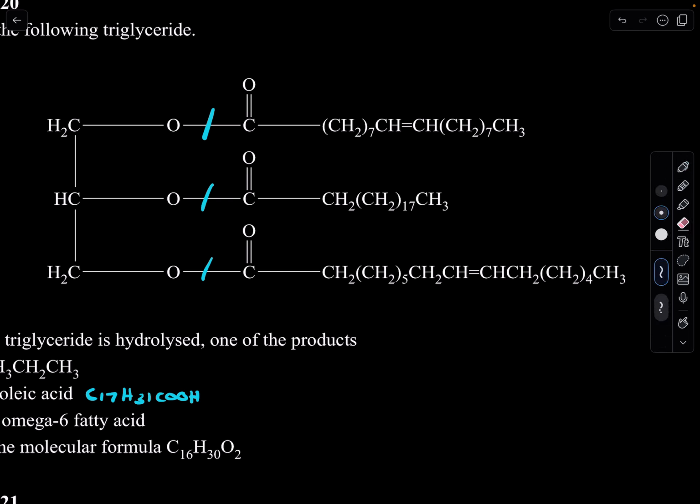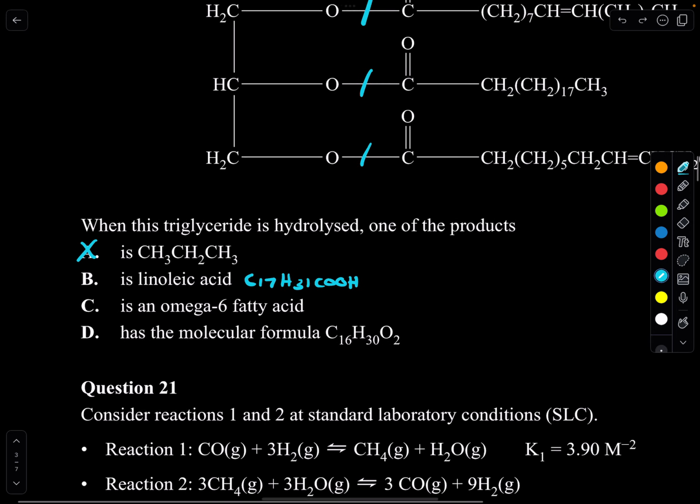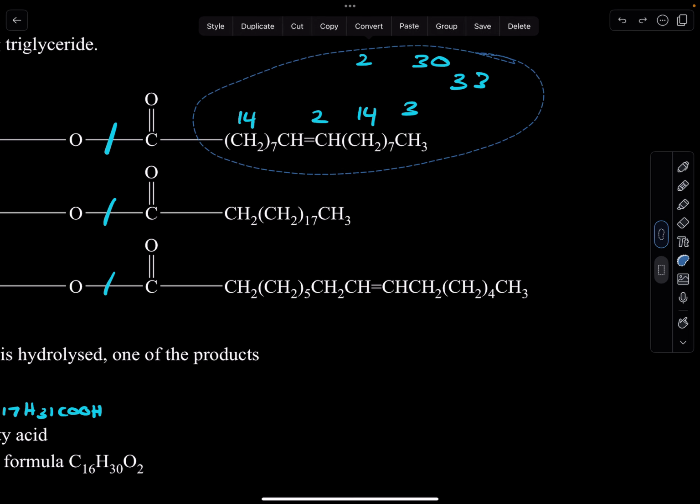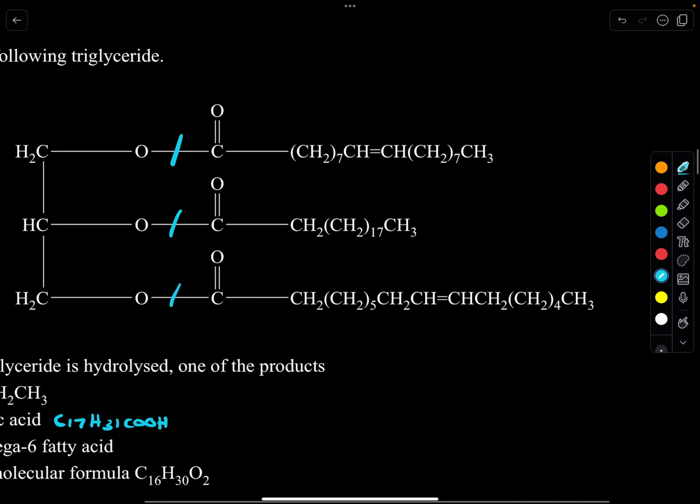Let's check. We have 14 in this part, 2 in here, again 14, and we have 3. So basically, we have 30 plus 3, which gives me 33. Nope. We're supposed to only have 31, so that is wrong. It's not in that molecule. So that's basically wrong. Next one.